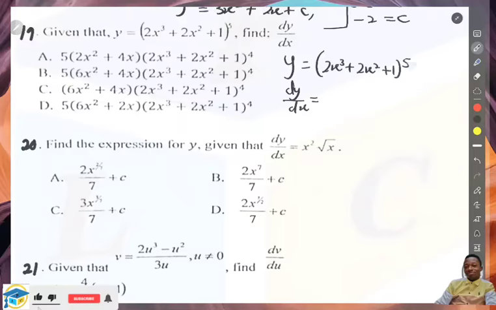This is what you're going to do. First of all, you have to bring the 5 in front of this expression. So we have 5 here, okay? And after that, you differentiate the function term by term.